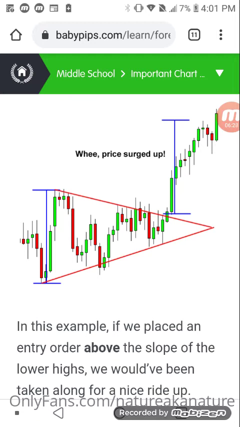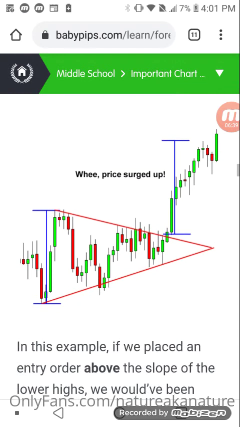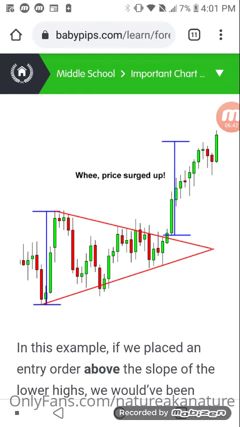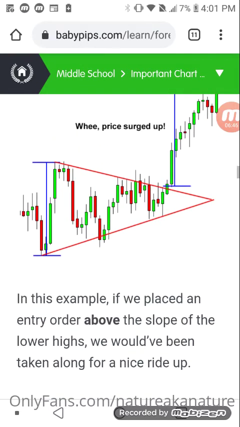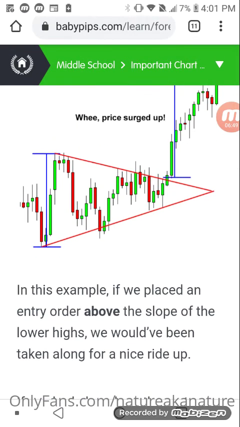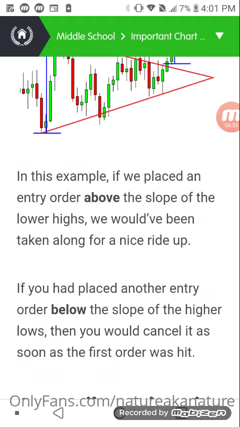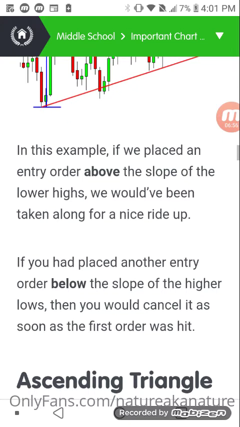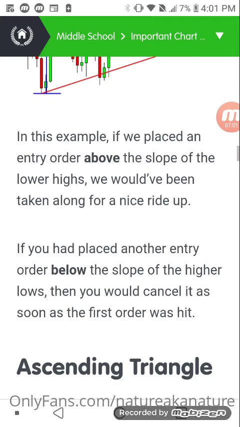That could be a couple hundred dollars, or a few hundred dollars, just depending on your position size, which you guys are going to see, how I trade, eventually. So that just gets down to the definition. Price broke up through the lower highs, and we eventually wind up taking price for a nice ride up. If you had placed another entry below the slope of the higher lows, it would have been canceled as soon as the first order was hit.